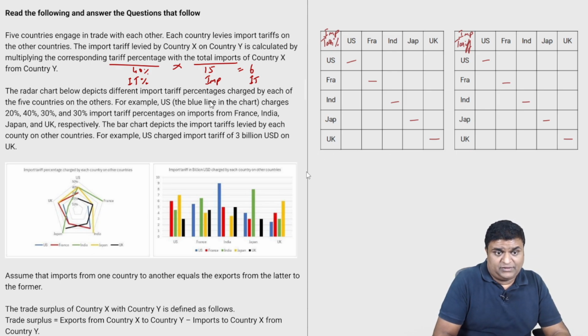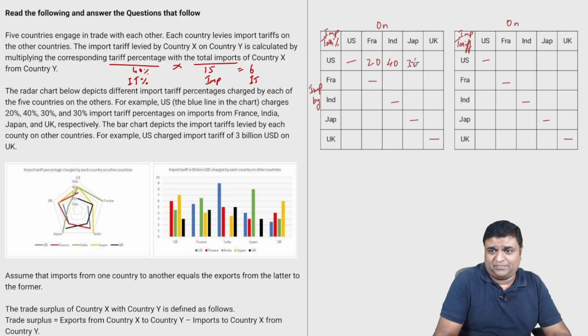So what do we have for the blue line? With the blue line, I know 20, 40, 30, 30 for the US. Let's say this is the import tariff imposed by these countries on the other countries. US imposed how much tariff on the rest as a percentage? That's given to us: 20, 40, 30, 30. So 20, let's be clear, 40.